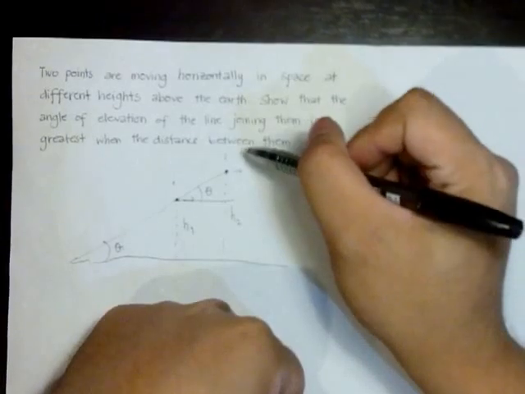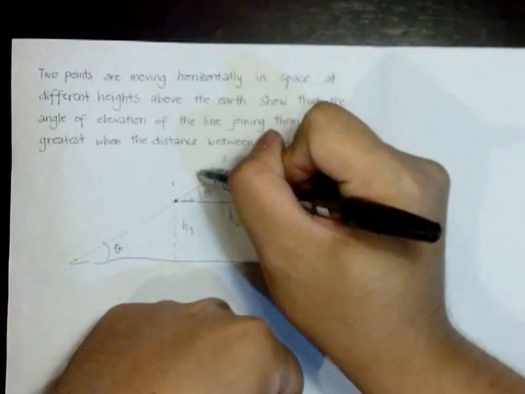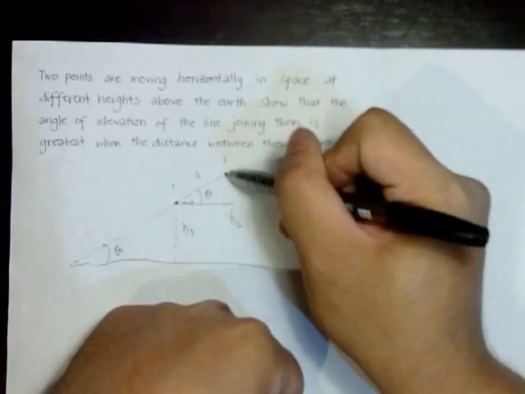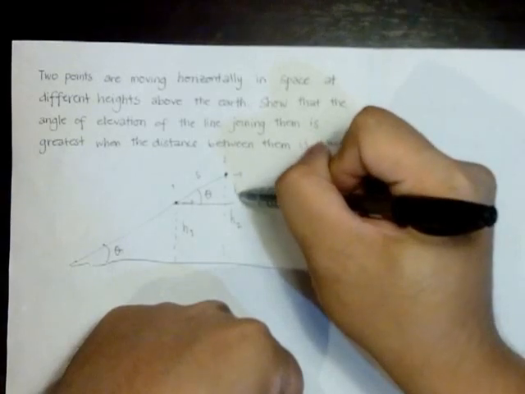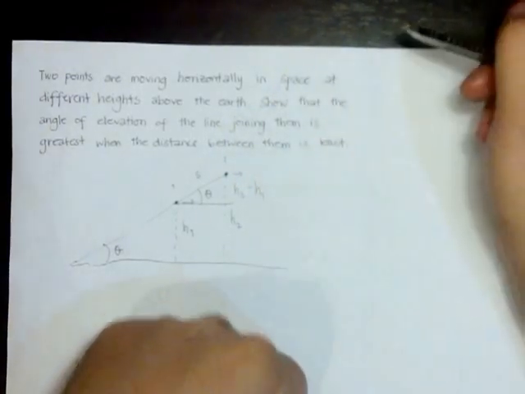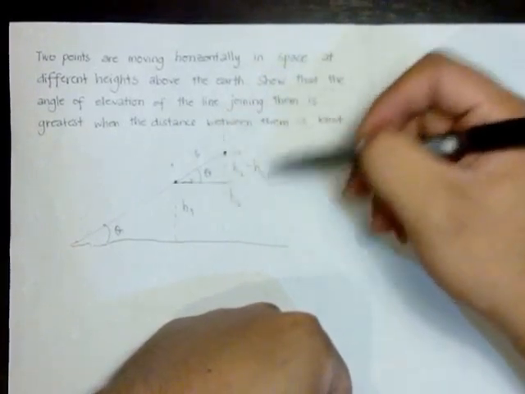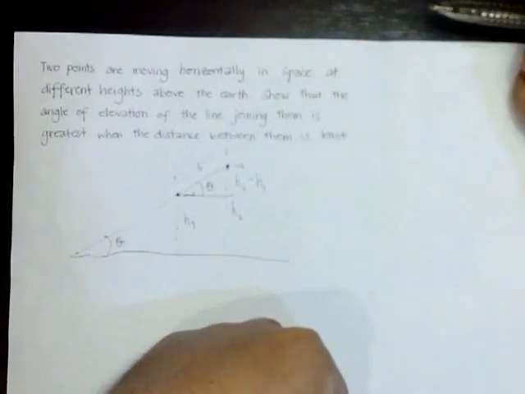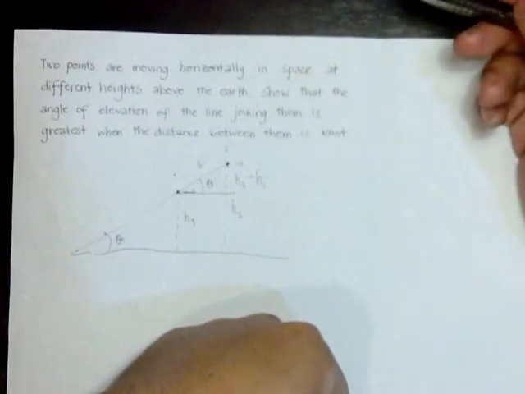So from here, we have to assign a variable for the distance between the 2 points, let's say s. And the vertical distance between the 2 points is h2 minus h1. So I think we already have all the variables and the constants in this figure. What we have to do is form a working equation using s and theta as the variables and h2 and h1 as the constants.